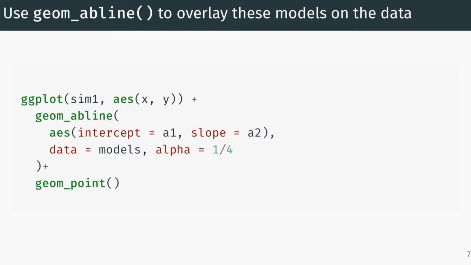And we can overlay these models on the data. The data is still sim1, and we're still going to use geom_point to display it. But we're also going to use geom_abline, and the intercept is going to be a1, and the slope is going to be a2, and the source of the data is going to be models. That's the table that we created in the previous step. There are going to be 250 lines, so it's going to be quite a mess. To make it possible to see the lines, we're going to reduce their opacity. So alpha equals 1/4 means that their opacity is only going to be 1/4 of full opacity.